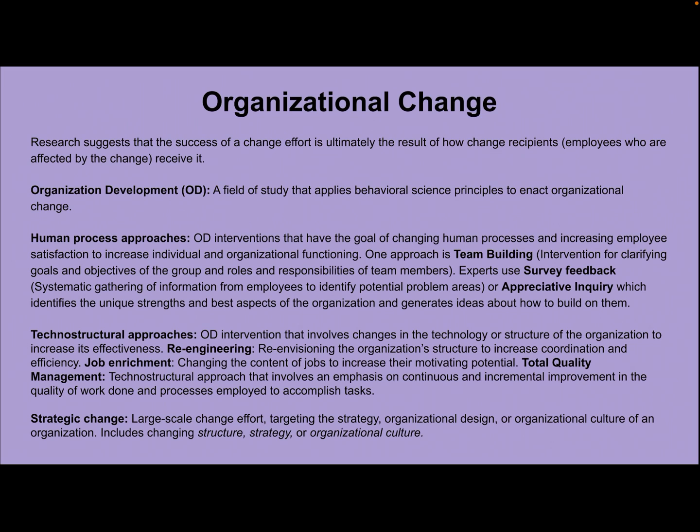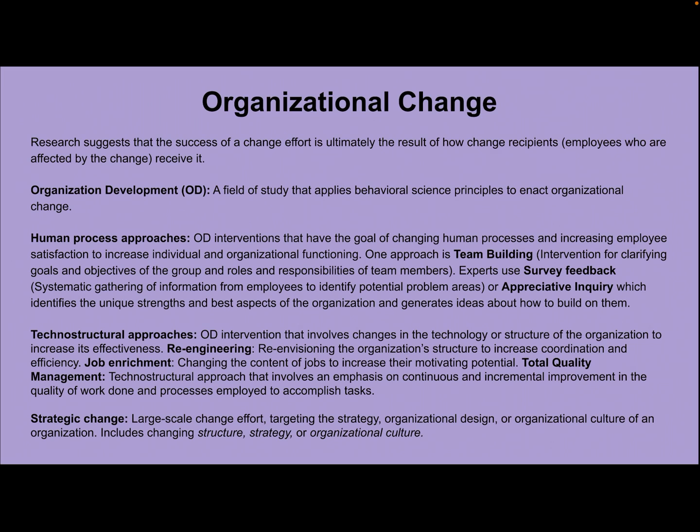One human process approach is team building, which is intervention for clarifying goals and objectives of the group and roles and responsibilities of team members. Experts also use survey feedback, which is systematic gathering of information from employees to identify potential problem areas. And the opposite, which is appreciative inquiry, which identifies the unique strengths and best aspects of the organization and generates ideas about how to build on them.